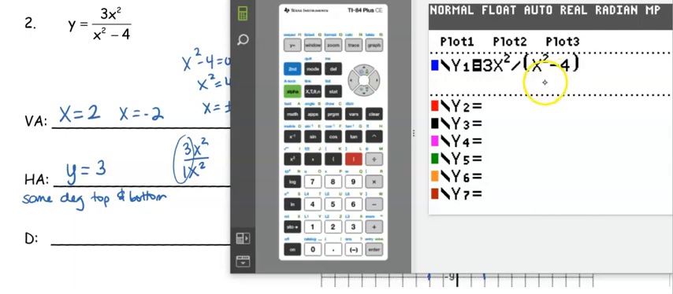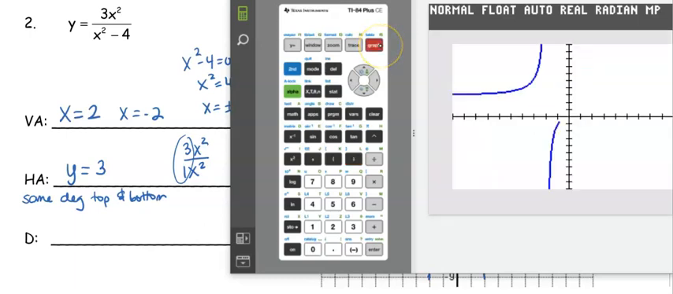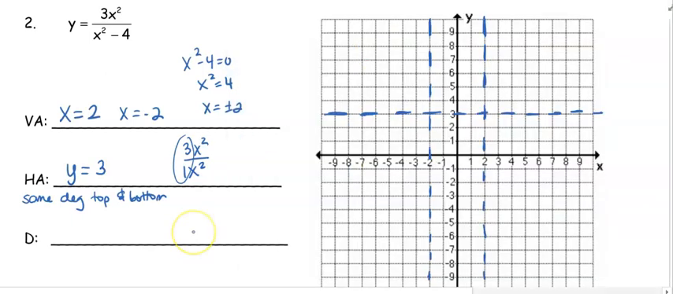Make sure that if you have more than one piece on top, more than one piece on the bottom, that you do put it in parentheses. We hit graph, and we see this funky little shape, and that kind of supports what we see. We have an asymptote over here, an asymptote here in the middle. We have 3 sections to our graph.